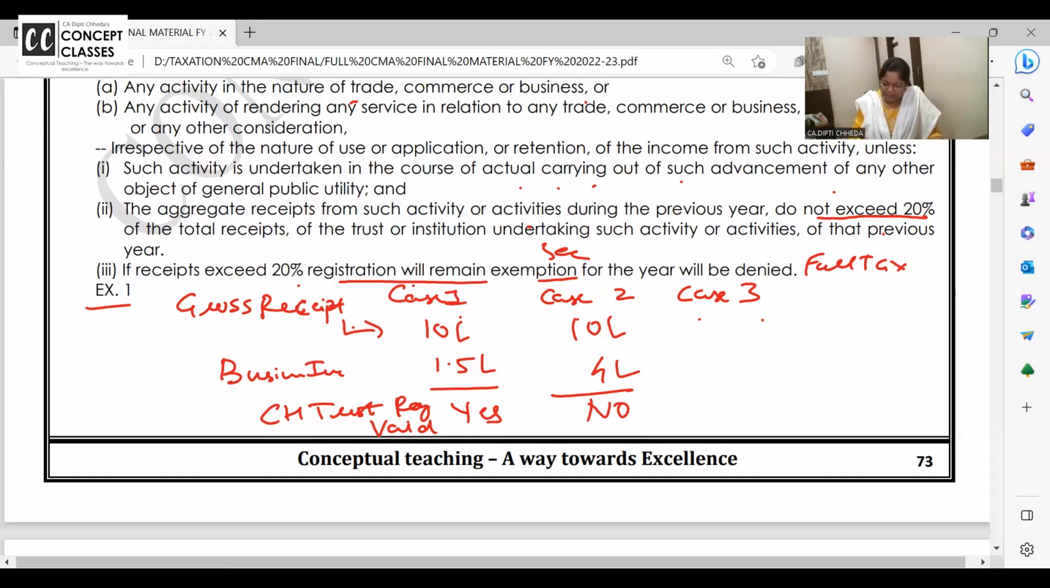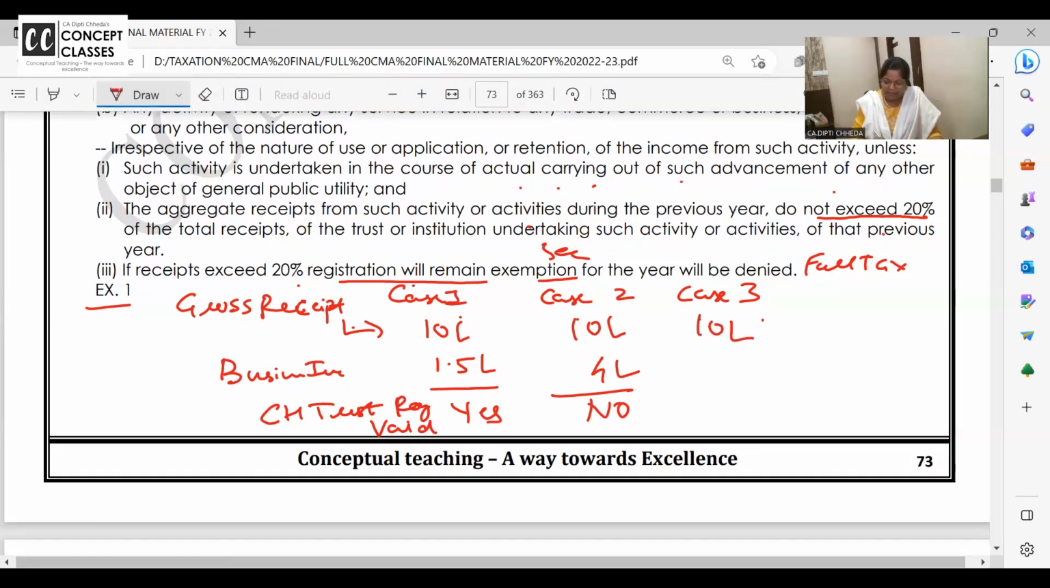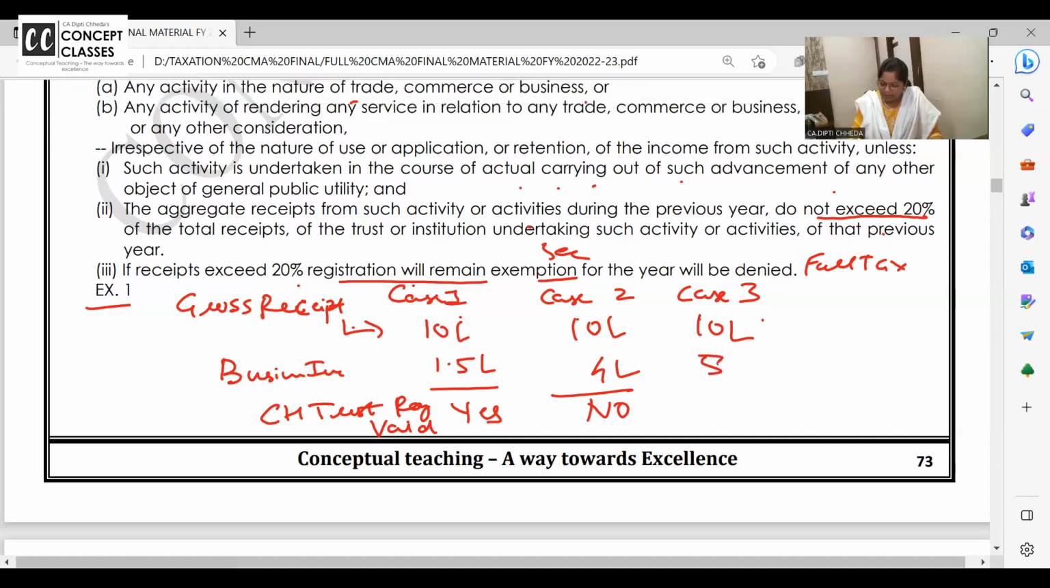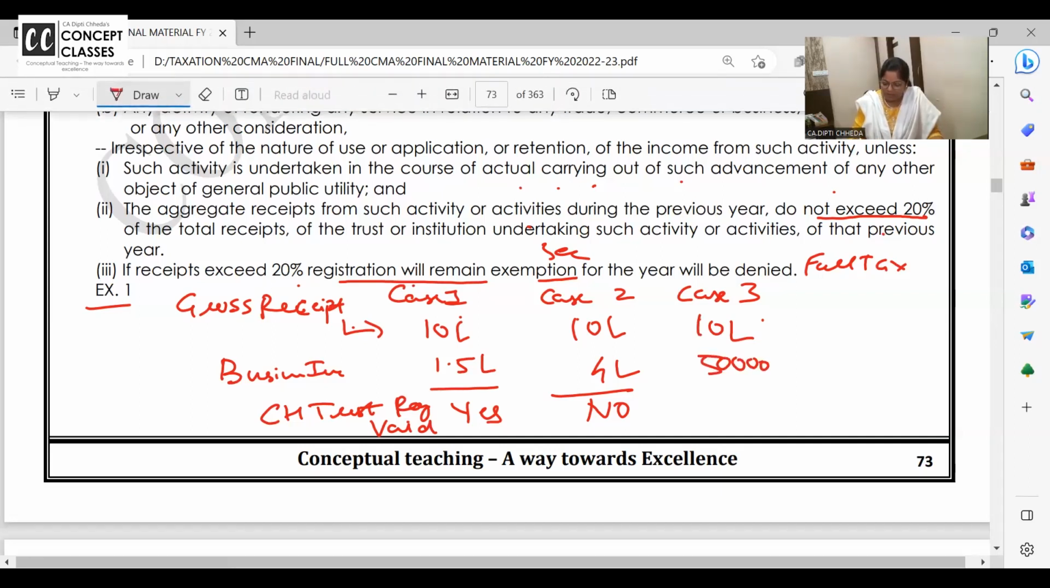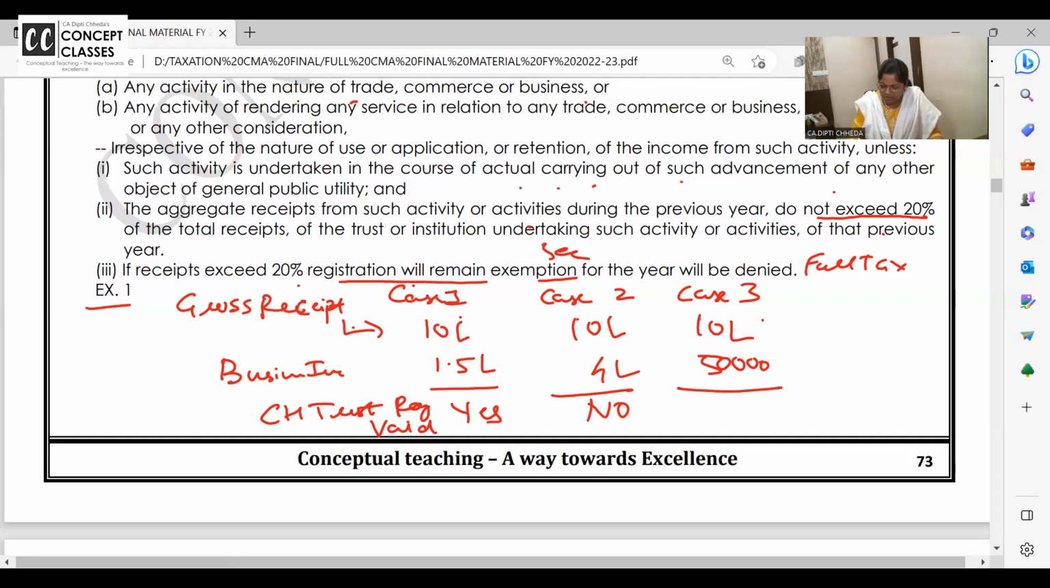Now, case 3. 10 lakhs. What is the business income? Say 50,000. Is the trust ka registration valid? Answer is yes, because it has not exceeded 20. Any more examples or doubt in your mind? Can you all please write this and then ask me doubts? And most welcome if someone says, ma'am, can we add case 4? I will give you the data. Most welcome.